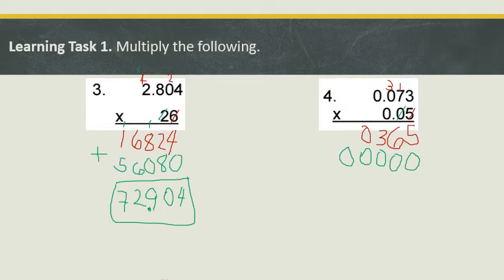Okay, then last. Dito naman tayo. 0 pa rin yun. So, dagdag tayo ng dalawang 0 dito. So, 0 times 3 is 0. 0 times 7 is 0. 0 times 0 is 0. And 0 times 0 is 0.